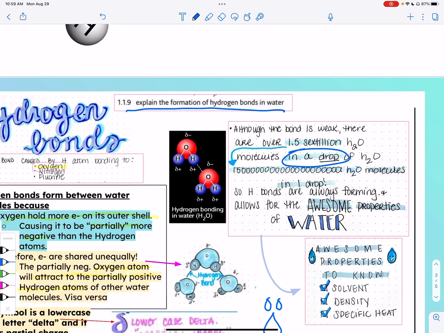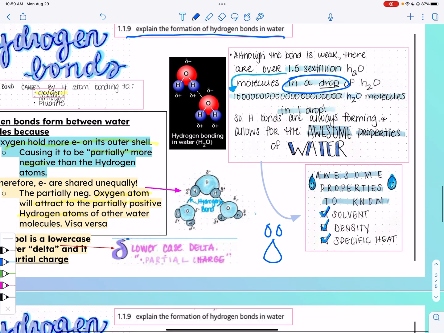And this allows those really good properties of water, so that it is a solvent, right? Because it does have the opposite charges. So it can dissolve other things that have opposite charges, that are polar.